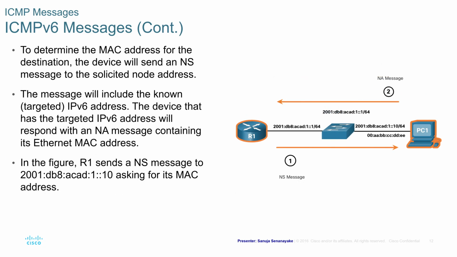To determine the MAC address for the destination, the device will send an NS message to the solicited node address. The message will include the known IPv6 address, which is the targeted one. Then the device that has the targeted IPv6 address will respond with an NA message containing its Ethernet MAC address. So in the figure on the right hand side, R1 sends an NS message with the 2001:DB8:ACAD: and so on, asking for its MAC address. As a result, the NA message will respond containing that MAC address information, so that it can be used by the device.